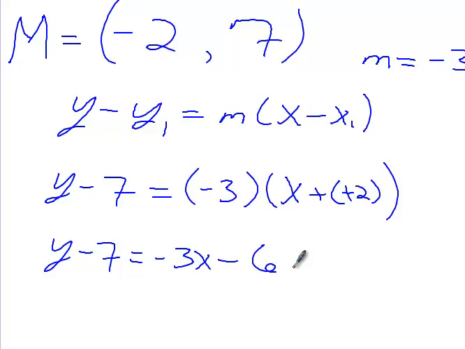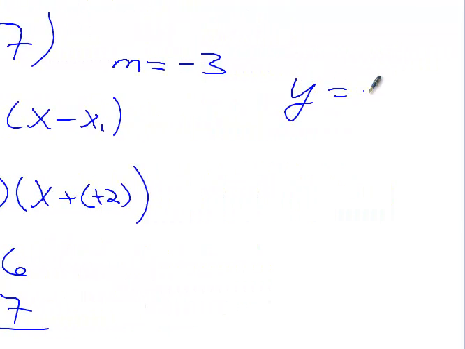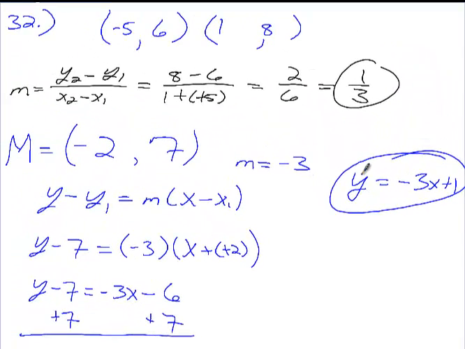Okay, and then how do I get y by itself? Add the 7. So I get y equals negative 3x plus 1. And this is the equation of the perpendicular bisector formed between the 2 points, negative 5, 6, and 1, 8.